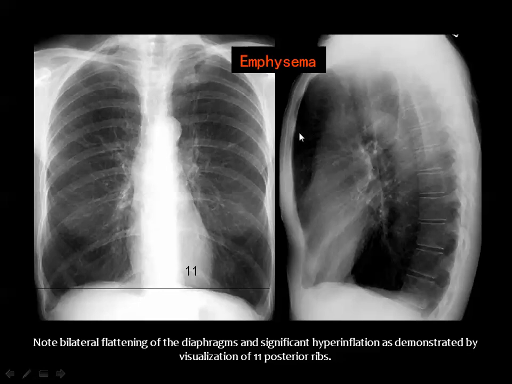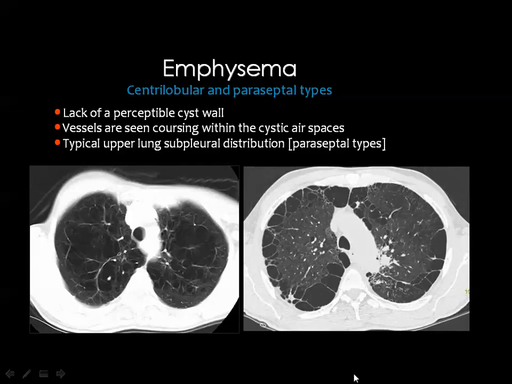the retrosternal space is wide and the retrocardiac space is also wide and the diaphragm is flat. There are three types of emphysema: the centrilobular type, the paraseptal type, and the pan-acinar type, which is the mixture of both. This is the paraseptal emphysema, where you can see multiple emphysematous bullae containing air of thin wall arranged in the subpleural area and also along the fissure.